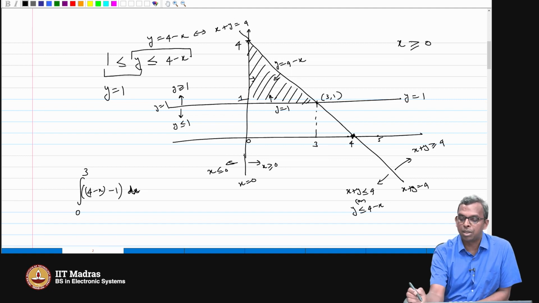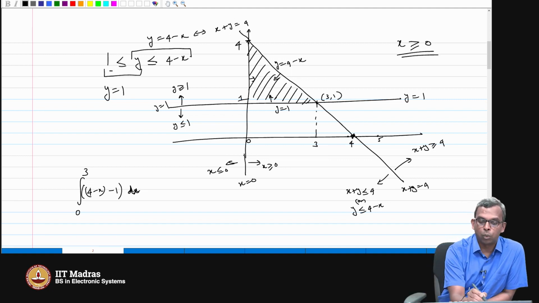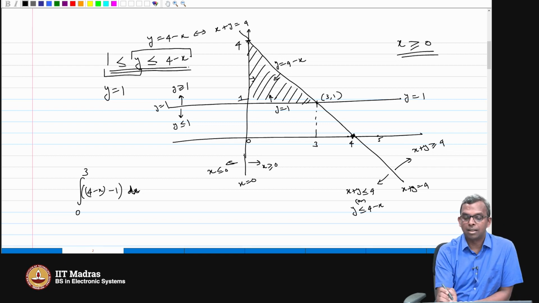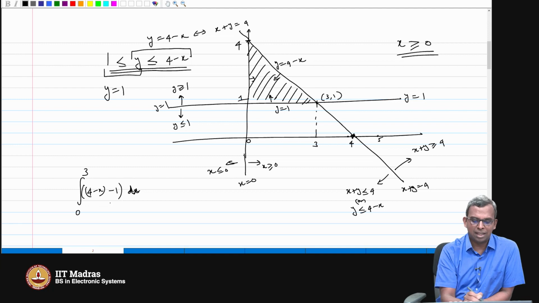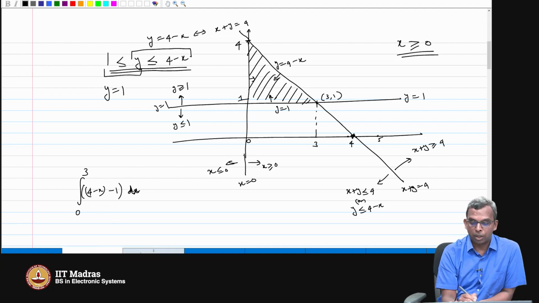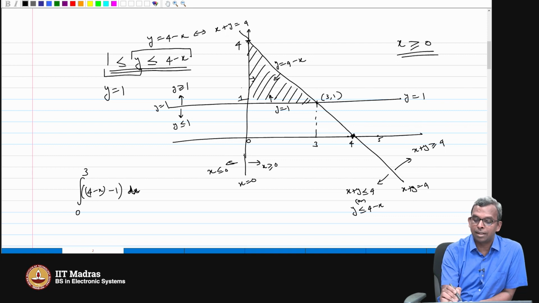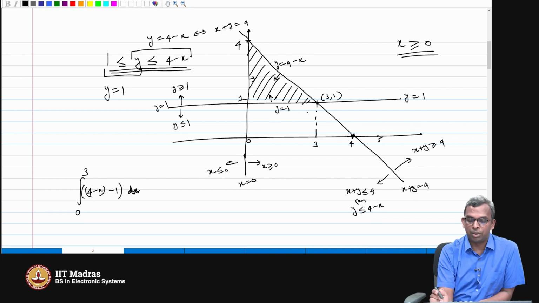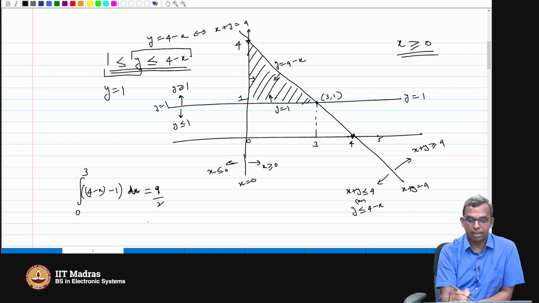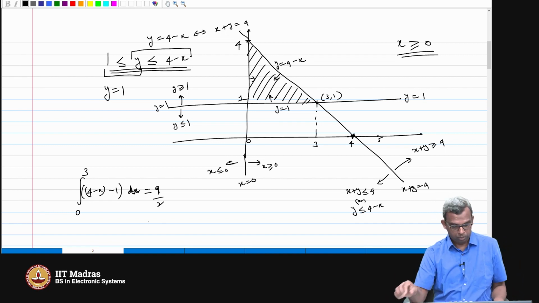Given these kind of descriptions, x greater than or equal to 0, and then y between 1 and 4 minus x, you are able to nail down this region, and then you can do this integration. I will leave this as an exercise, it is easy enough to do. You can find this area, or you do not even need integration, right. This is just a triangular area, as one side is 3, another side is 3, it is a right angle triangle. So, half into 3 into 3, you will get 9 by 2 as the answer, right. You can do that very easily. Okay. I hope this is clear.